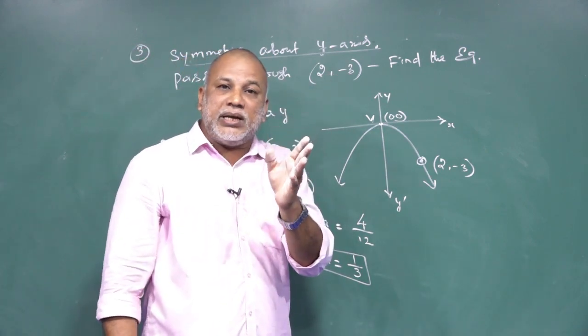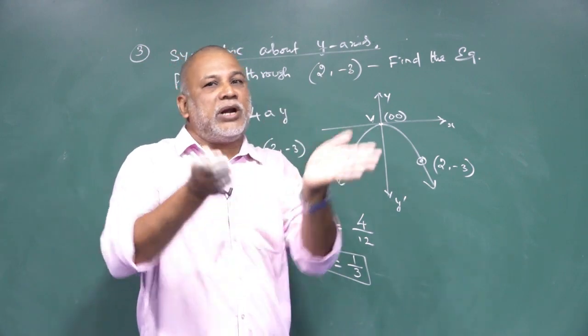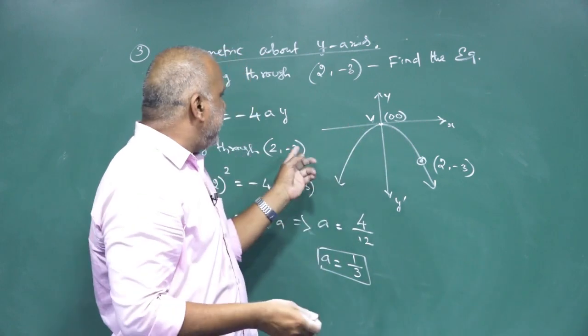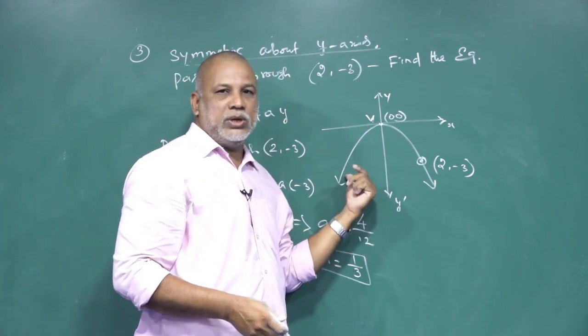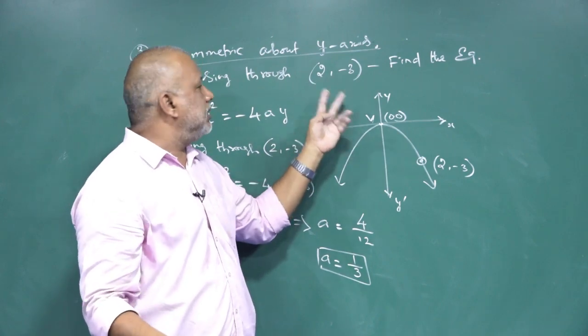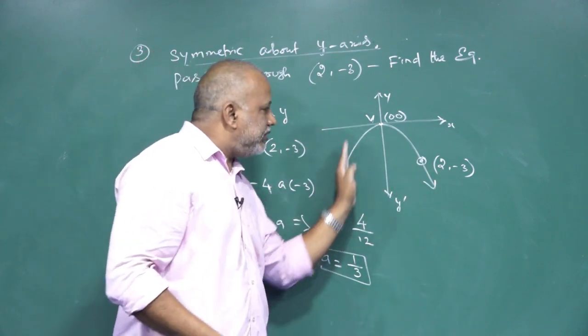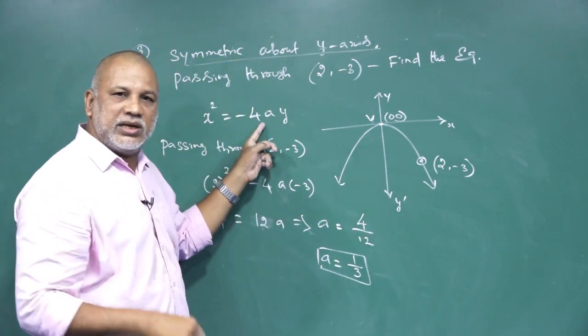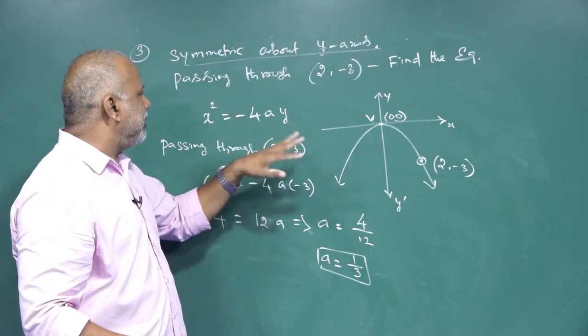So type number 3 exists in open upward, so it may be in the first and second quadrant only. Here, the fourth and third quadrant diagram. So the given point belongs to the fourth quadrant. So 2 comma minus 3. So we are taking this type. We are justifying the concept. So the equation we are able to work out is x squared equal to minus 4ay.